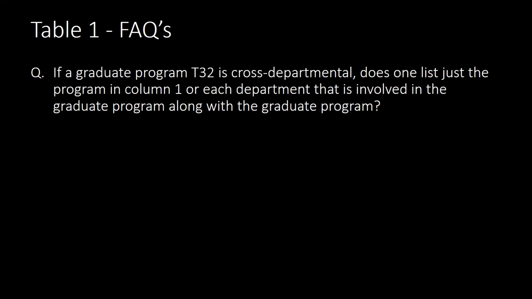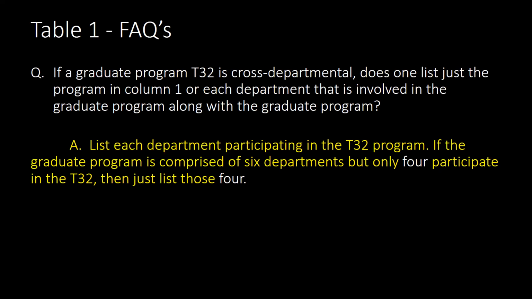Another question: if a grad program is cross-departmental, does one list just the program in column 1 or each department that is involved? You want to list each department. If the grad program is comprised of 6 departments, but only 4 are listed as participating in the T32, again, you want to make sure it correlates with your participating faculty list too.